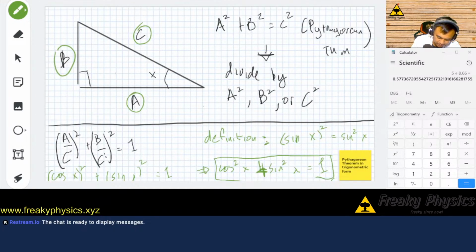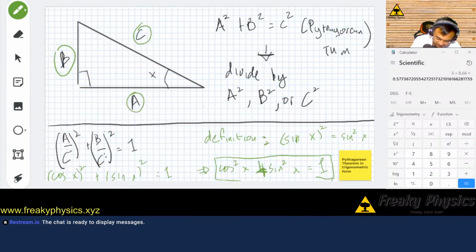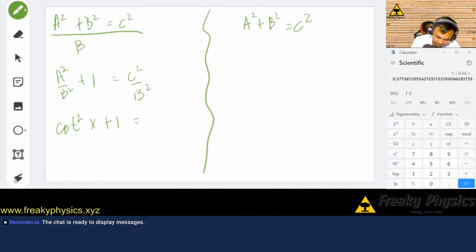Actually, is it? No, not quite. It's cot, cotangent. Yeah, it's cot here, right? Cotangent squared of x plus 1 equals c over b squared. Hypotenuse over b is hypotenuse over opposite, right? So that'd be csc, that's csc. Okay, so this is another possible way to write this. You can leave it like that.